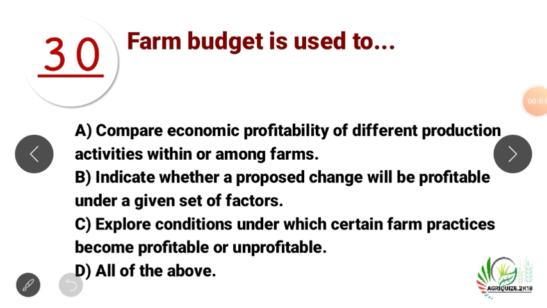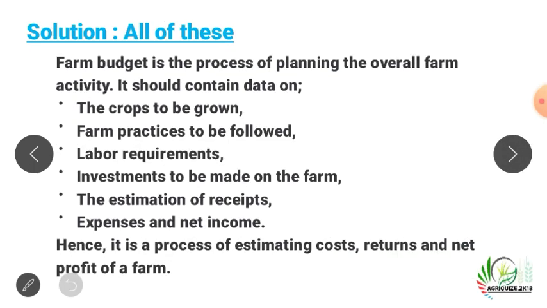Question number 30. Farm budget is used to. Here option D is correct, all of this. Farm budget is used to compare economic profitability of different production activities within or among farms, indicate whether a proposed change will be profitable under a given set of factors, and explore a condition under which certain farm practices become profitable or unprofitable. You can check the concept of farm budgets.